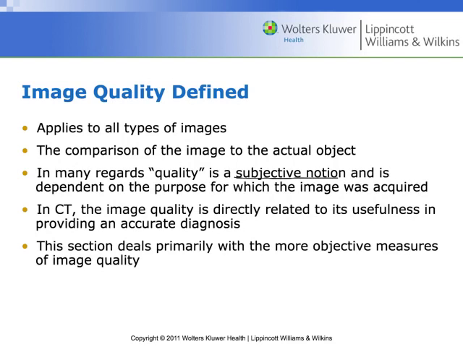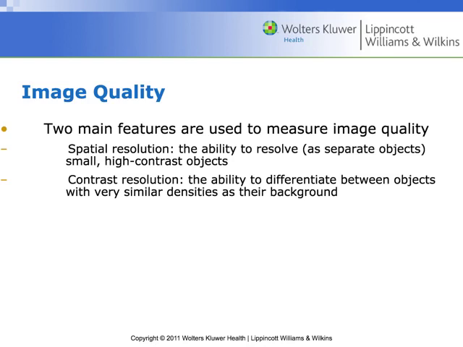So, nevertheless, for our purposes in this, we're going to talk primarily at what kind of objective measures we can define for making sure we get a pretty picture. Okay. The two main things are spatial resolution and contrast resolution. And I know that the X-ray folks are sick of hearing me talk about this stuff. But spatial resolution can be defined as the ability to resolve two separate objects, right? And typically they're high contrast objects. In the world of CT, we're going to use a special kind of phantom to make that determination. Contrast resolution is the ability to differentiate between objects that have different densities, but they're very, very similar densities as their background.